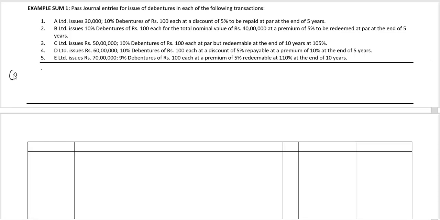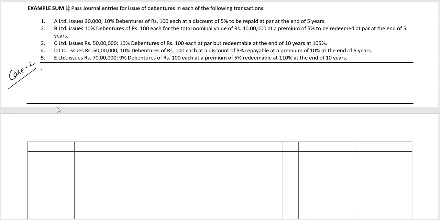Case 2 says B Limited issues 10% debentures of rupees 100 each for the total nominal value of rupees 40 lakh at a premium of 5% to be redeemed at par at the end of 5 years.